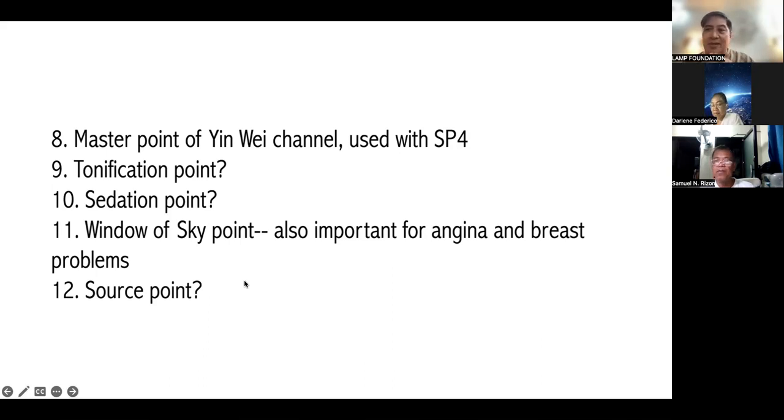So, siguro the only thing that we can do there is to actually use the points. So I used my favorite points, yung Du 23 and GB, yung favorite ni Machocha, and he felt a lot better. Yun, so I will update you. So ibig sabihin, you need to actually use these points, Window of the Sky, para to actually make you connect.